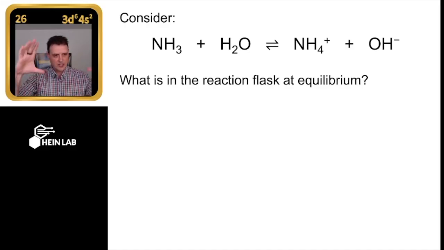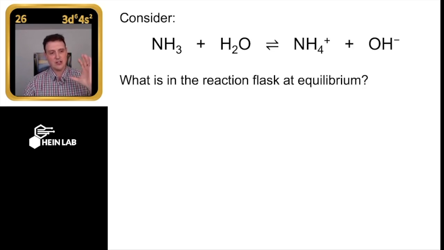If I was just going to look into a flask, if I took a snapshot of all the atoms, would I see only hydroxide, only ammonia, only NH4? What is present when this thing hits equilibrium? Which species are in that flask? It's a little bit of a meta question, but yeah, everything you see here is there to some extent.